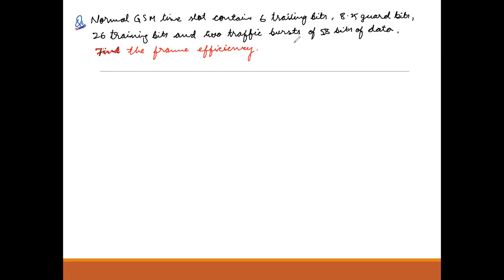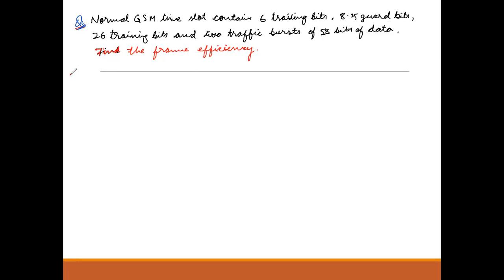So data bits, we have 2 bursts of 58 bits of data. So the data which is regarding message is 58 into 2, that is 116 data bits, and 6 trailing bits, 8.25 guard bits, and 26 training bits. So these bits are for the overhead bits, because these do not contain any information. They are just for the communication purpose. Okay, so that the communication will be good.